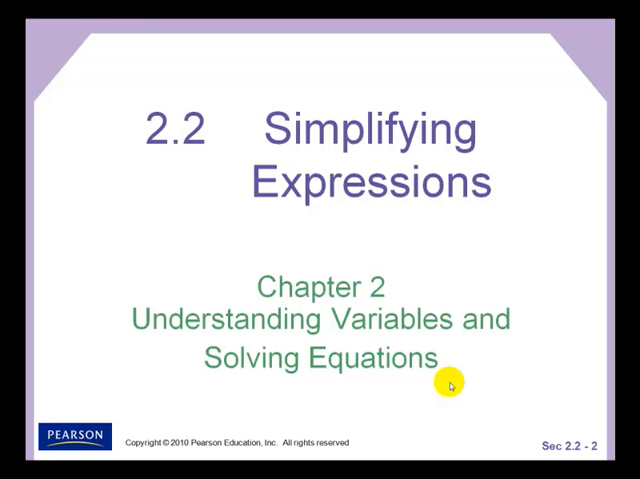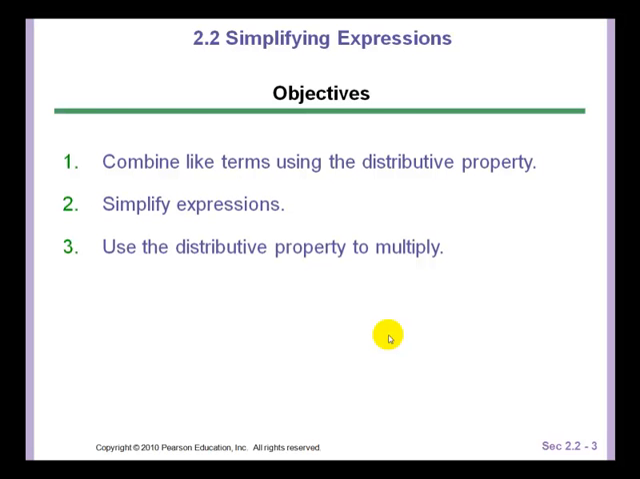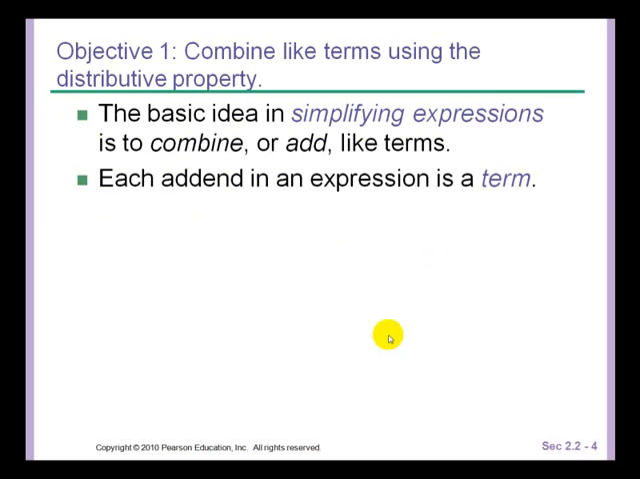Today we are doing section 2.2, Simplifying Expressions. Our objectives: 1. To combine like terms using the distributive property. 2. To simplify expressions. And 3. To use the distributive property to multiply. Objective 1. Combine like terms using the distributive property.